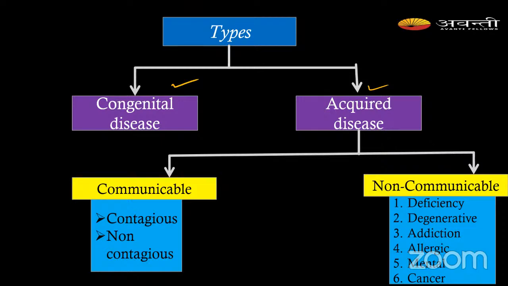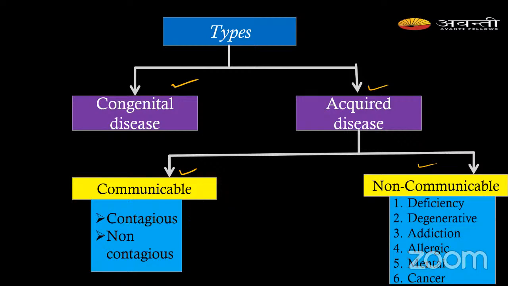Some diseases we acquire in our lifetime. For example, any viral disease or bacterial disease, we will call the acquired disease. In the acquired disease, there are two types. One is a communicable disease and another one is a non-communicable disease. What do you mean by communicable disease? It is transferring from one person to another person. That we will call a communicable disease.